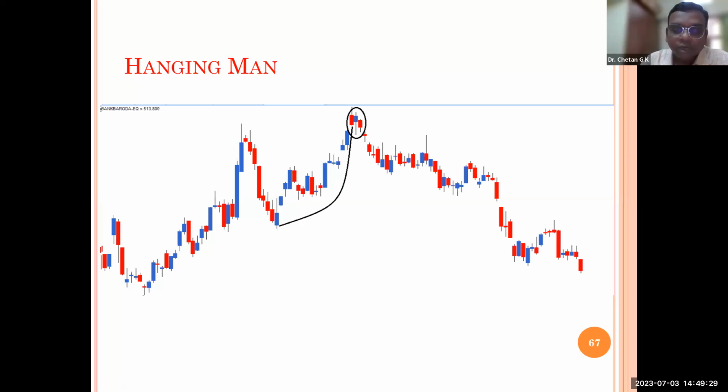Hope everybody understands what this hanging man is. It is just like one more hammer, but this time it appears after a consistent uptrend. The hanging man appears, and then the market will be reversing. As I told you, hanging man and hammer are both trend reversal patterns, which means there is an uptrend, then the hanging man appears, then there is a consistent downtrend.